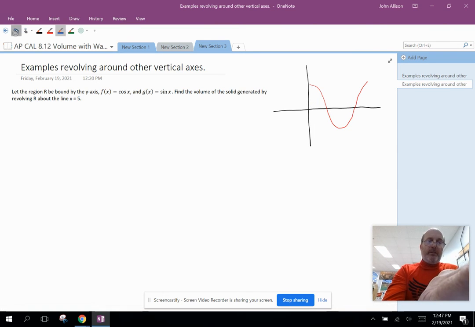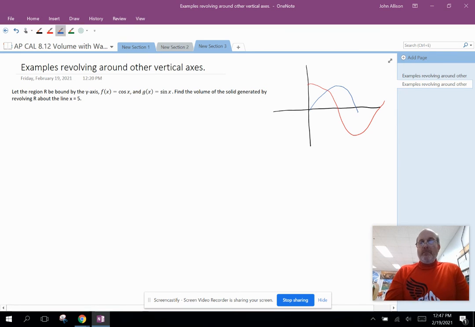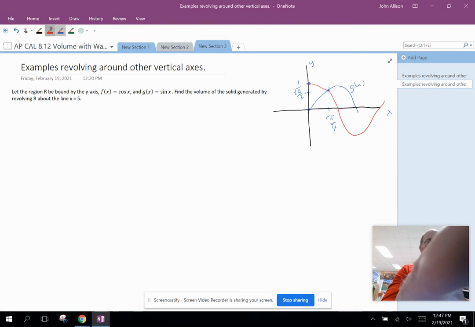Oops, that's not really good. Let's do this again. Sine x. Cosine x, sine x. And we know that this intersection occurs at pi over 4. This is the x-axis, this is the y-axis. We know that this y value is 1. We know that this y value is the square root of 2 over 2. And of course, this one is 0. And so this is my curve g of x. My red curve is f of x.